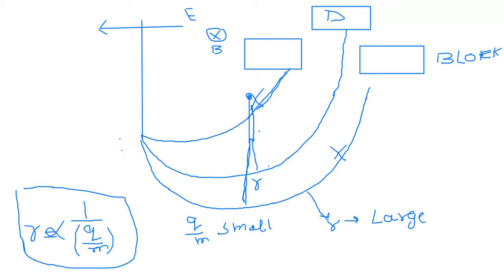Only these ions in this case will cross and go to the detector. The rest of them will be blocked. All the ions which have the Q by M ratio in this range will be allowed to go through, and the others will be blocked. This is the basic principle of the mass analyzer.